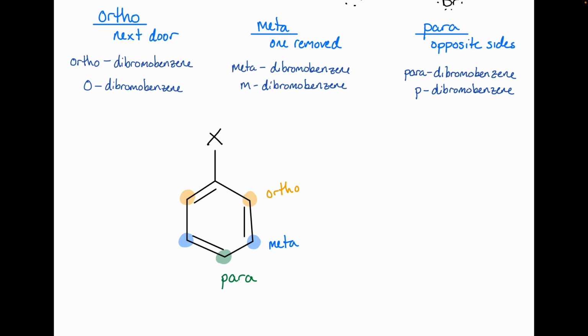All right, and again, we need a way to remember this here. So sometimes if we can just remember the stupidest thing, it will stick in our head. So instead of OMG, this is OMP. That's our order here, right? In order of increasing distance away from that first substituent, O, M, P. Again, ortho meaning right next door, meta is one removed, and para is on the opposite side of the ring.